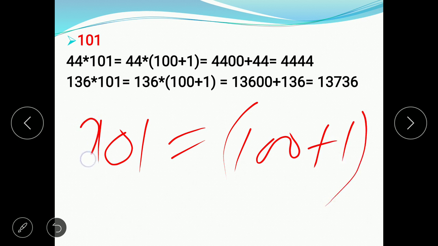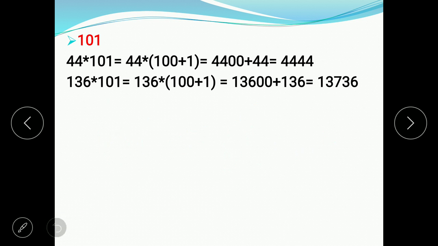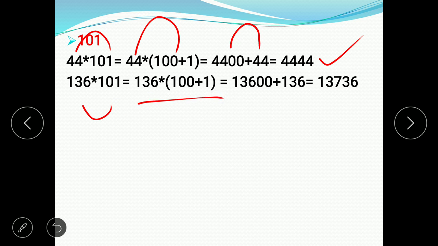Right? 200 plus 1. 201 can be written as 200 plus 1. Similarly, we will use these techniques. See here, 44 into 101. So 44 into 100 plus 1, which is equal to 4400 plus 44, which is equal to 4444. 136 into 101, it's 136 into 100 plus 1, which is equal to this one, and the answer will be 13736. Right?